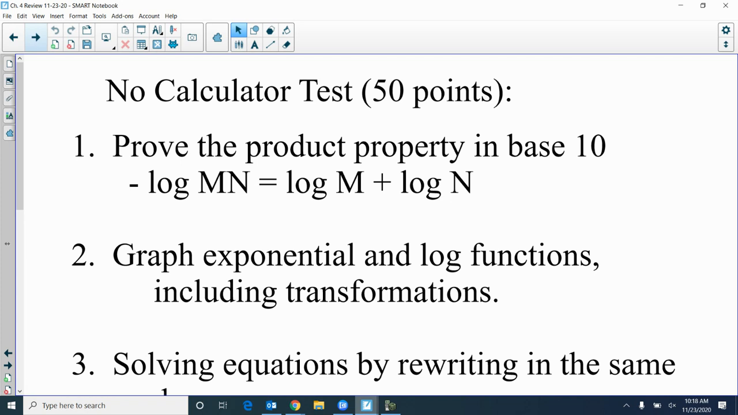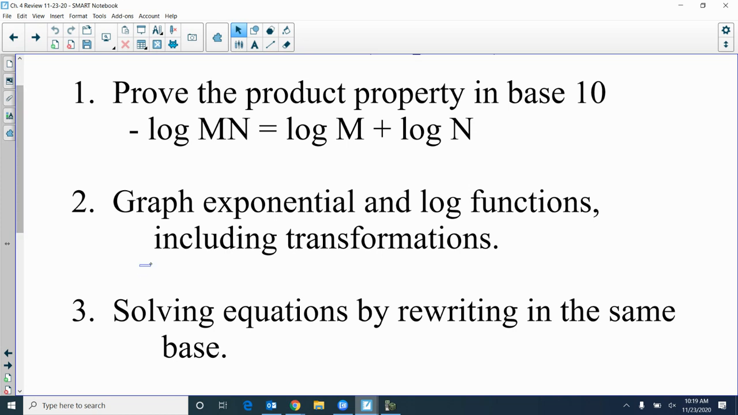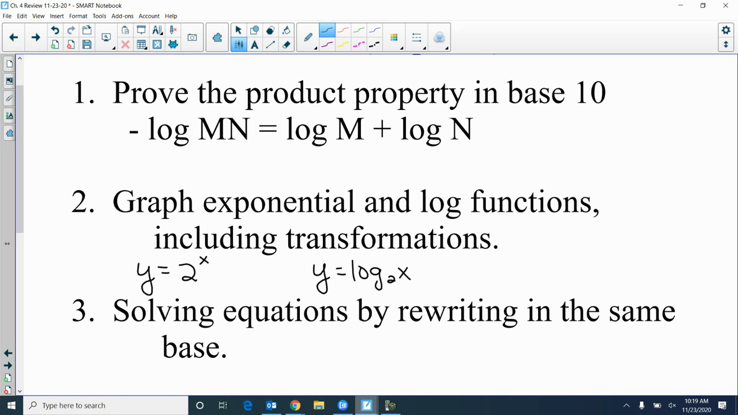And graph exponential log functions, including transformation. That is like the quiz. And so make sure you know they will all be base 2. So like y equals 2 to the x and y equals log base 2 of x. I won't give you like base 3 or 3 to the x or anything like that. Okay? They're all going to be base 2.